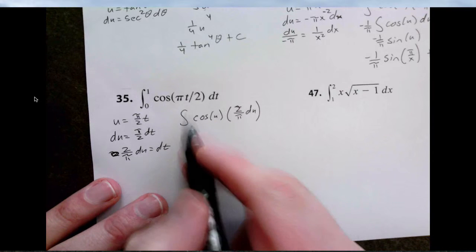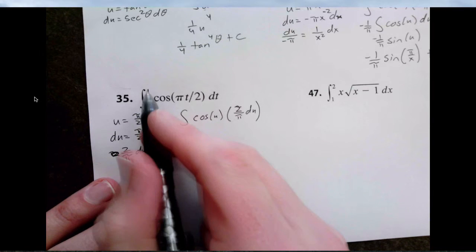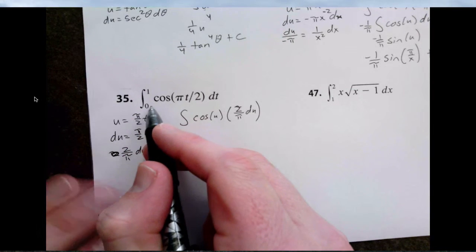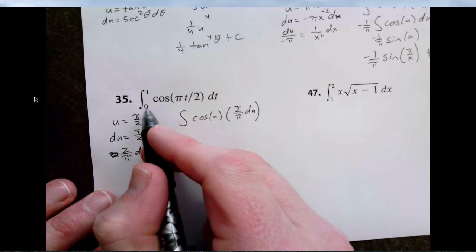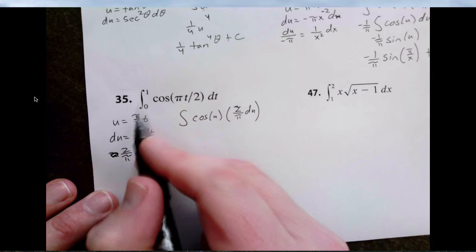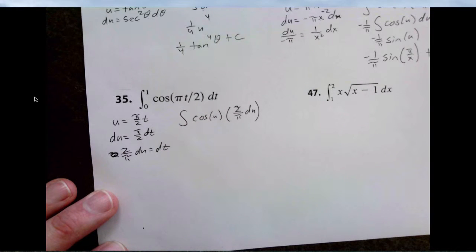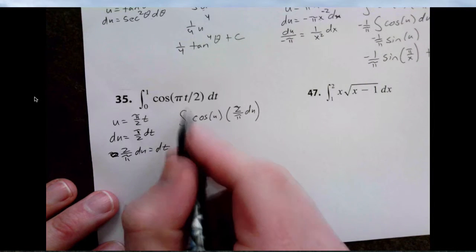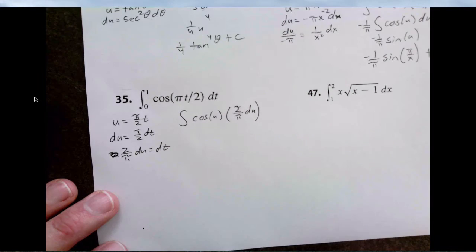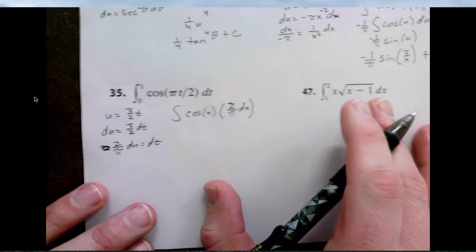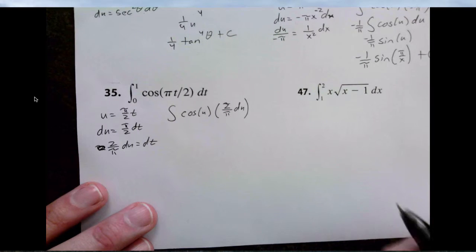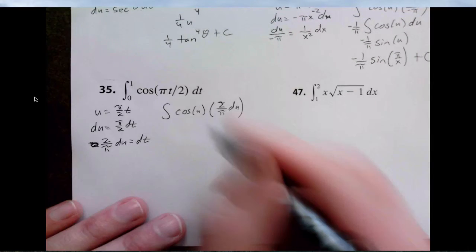But I can't use 0 and 1 because those are in terms of t. So what I can do is replace the 0 in terms of u, and replace the 1 in terms of u. Sometimes this is easier, sometimes this is not. So one way to do it is just to not write limits of integration until we make it back to t. So I'll show you that method before we move on, and then the next method I'll do the opposite. Okay, so here we go.